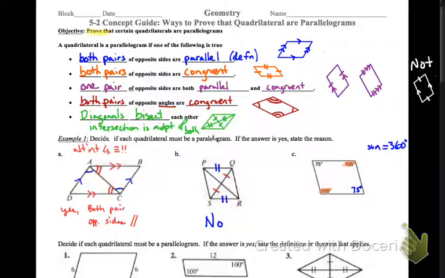Using a little bit of subtraction, we figure out that this missing angle is equal to 75 degrees. Oh, look at that. Both pairs of opposite sides are congruent. I'm sorry, opposite angles are congruent. So yes, we absolutely have a parallelogram.